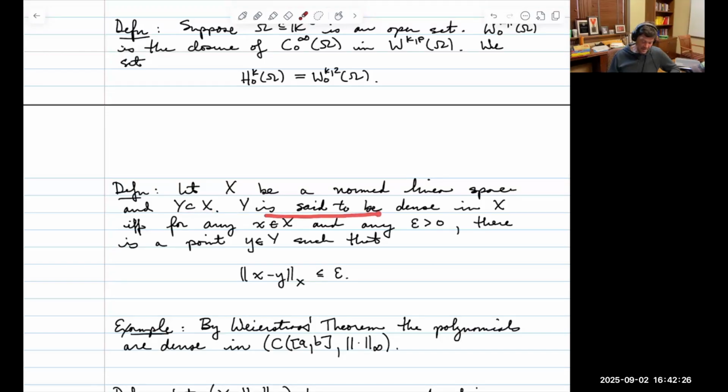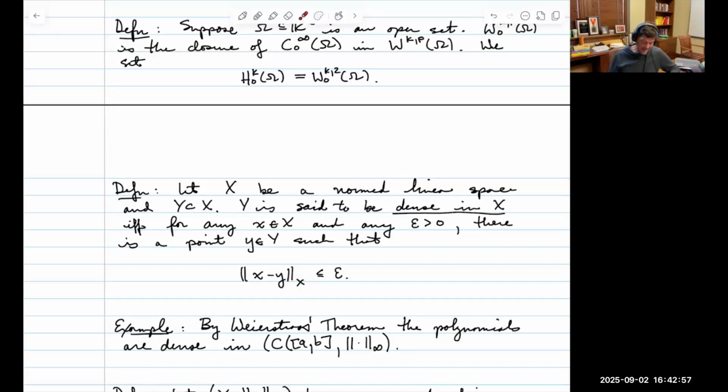Y is said to be dense in X. It's not necessarily a subspace. It's just some set in X. Y is said to be dense if and only if for any x in X and any epsilon, there is a point y in Y such that y is very close to x. And how close? It's within epsilon of the point x in the X norm.